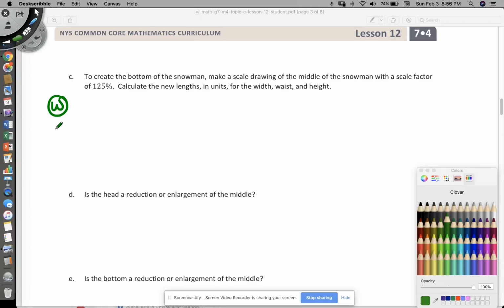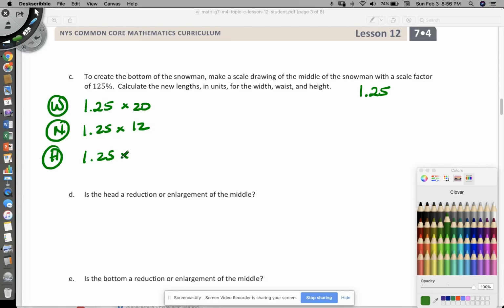So we have the width, we had the neck, and we have the height. Now we're going to 125%. So 125% as a decimal is 1.25. So we're going to say 1.25 times 20. 1.25 times, oops, my pen just went a little funny there. See if I can fix that. Times 12. And 1.25 times 12. All right, you're going to solve those out, and that'll be one that I grade.